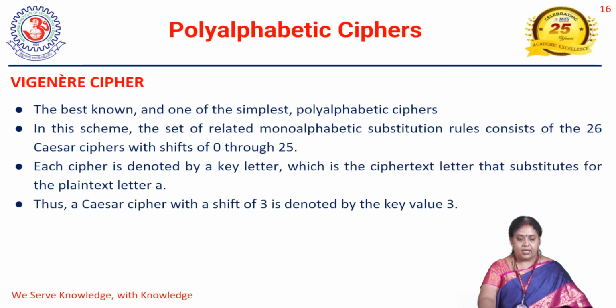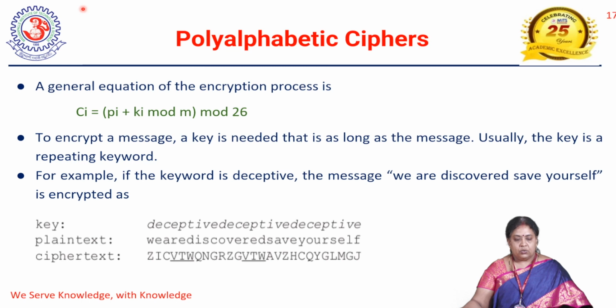This is one of the simplest examples of the polyalphabetic cipher, that is the Vigenere cipher. In this cipher, we are going to take the Caesar cipher only. We take a key, so we call this a key. "Deceptive" is a key. That key has to be repeated until the length of the plain text. So this is the plain text.